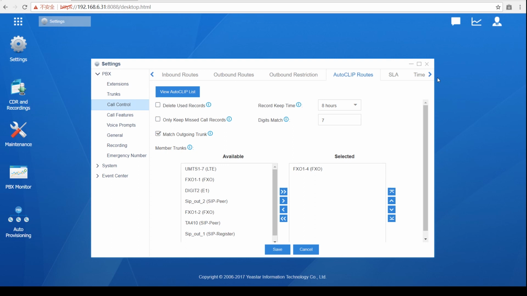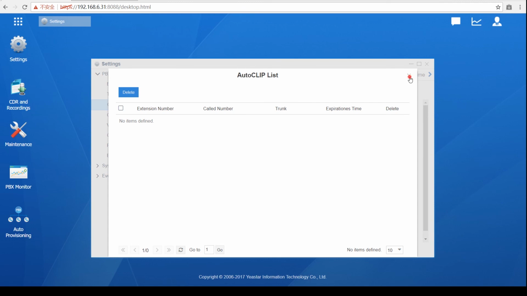So yes, this is what AutoClip does. Sometimes you want to make sure that when your customers or people call back to you, the call will be directly sent to your own extension, or to the extension that made the original phone call. So this is what AutoClip is mainly about. With AutoClip we keep a record of all incoming calls and outgoing calls, and if the other side calls you back, then this call will be sent directly to you.